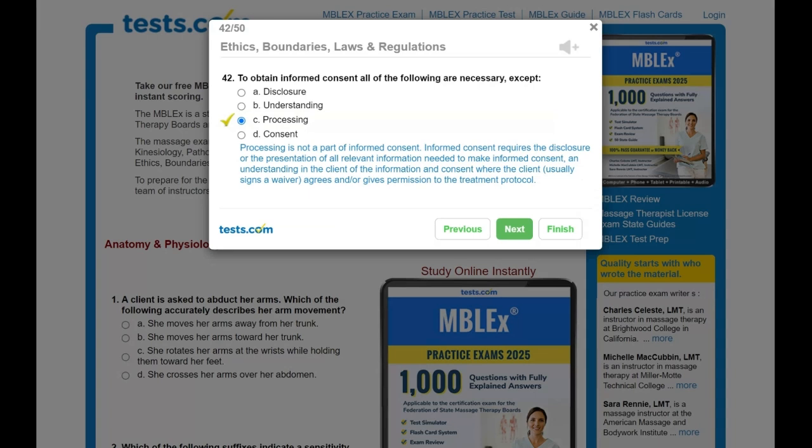Informed consent requires the disclosure of the presentation of all relevant information needed to make informed consent, an understanding in the client of the information, and consent where the client usually signs a waiver, agrees and/or gives permission to the treatment protocol.